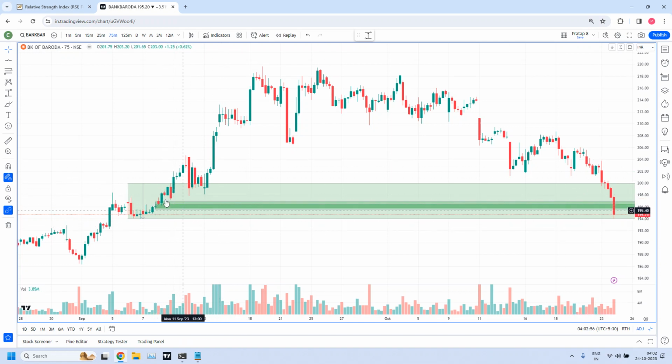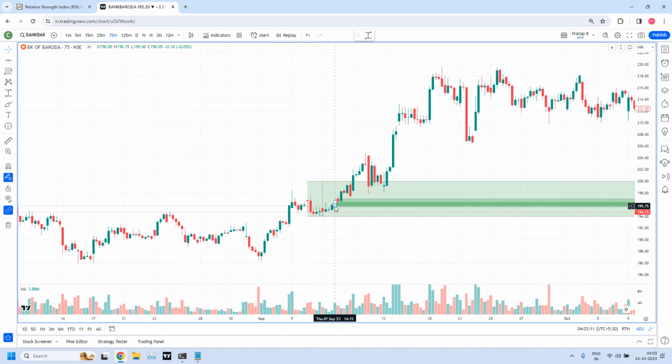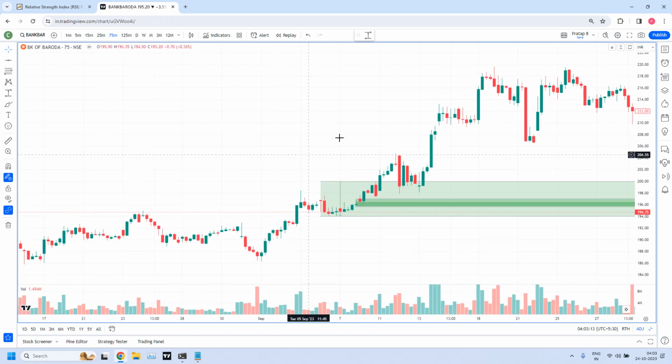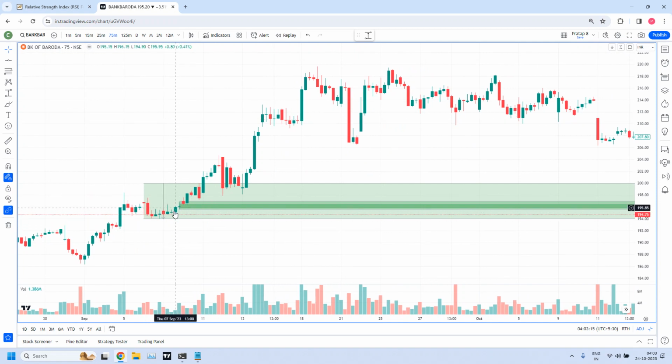It is a fresh zone. But still I am not saying it is a fresh zone. This is the beauty of top-down analysis. Why we always say top-down analysis is important. Now we are in 75 minutes. It looks like a fresh zone. But actually, I have some doubts about this zone.